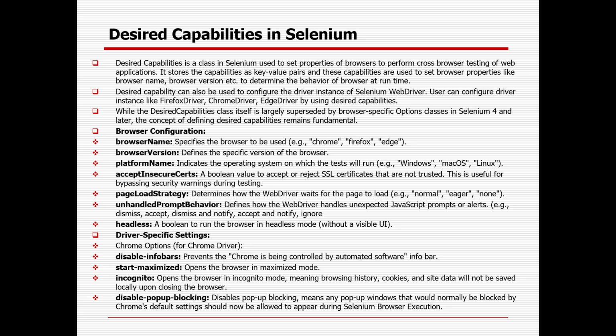And driver specific setting depends on the driver. In case you want to deal with the Chrome driver, you can use the ChromeOptions class. In case you are using the Firefox driver, you can use FirefoxOptions. In case you are using Edge driver, you can use EdgeOptions, like that. In the driver specific settings, you can use disable info bars, which will prevent the 'Chrome is being controlled by automated software' info bar. It will stop that, and it will not be displayed. Start maximized, you can open the browser in maximized mode.